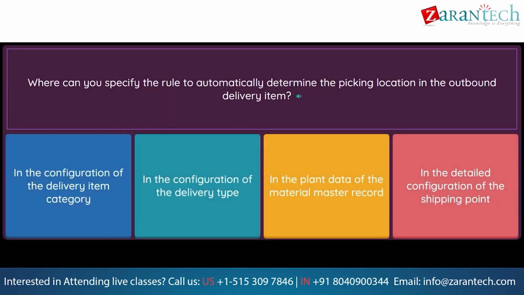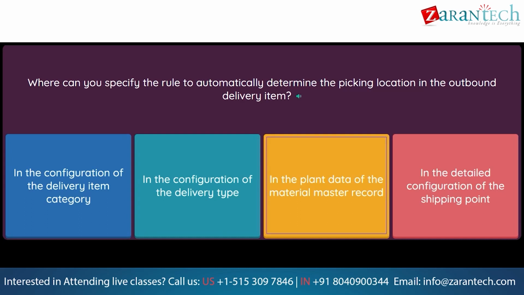Question: where can you specify the rule to automatically determine the picking location in the outbound delivery item? Option 1: in the configuration of the delivery item category. Option 2: in the configuration of the delivery type. Option 3: in the plant data of the material master record. Option 4: in the detailed configuration of the shipping point.